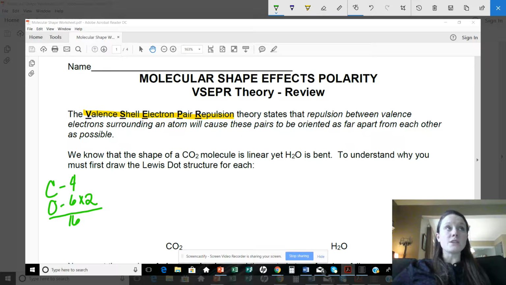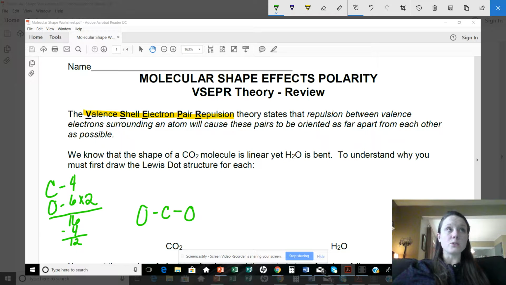Okay. Now the next step in drawing our Lewis structure is to subtract the electrons in bonds and the free electron pairs. So the next thing we want to do is come over here and draw our skeletal structure of carbon dioxide. Okay. So if carbon dioxide just had single bonds, the total number of electrons in those bonds would be 4. So now I'll subtract 4 from 16, which gives me 12.